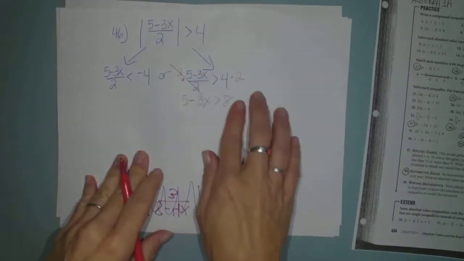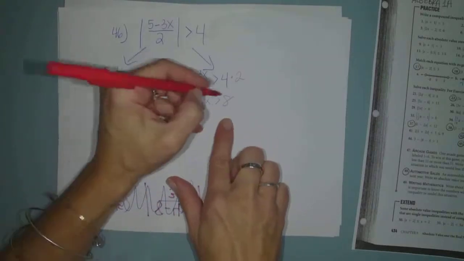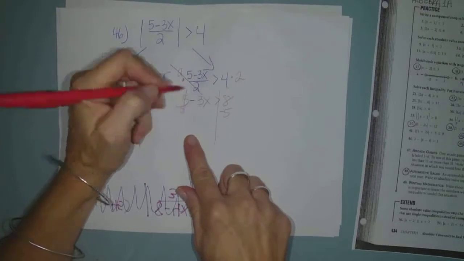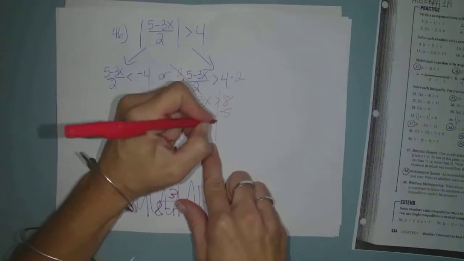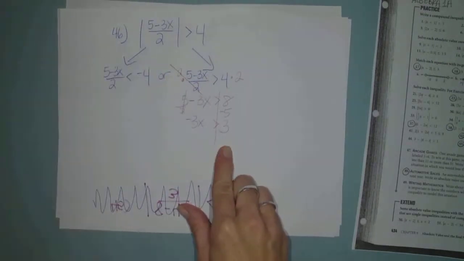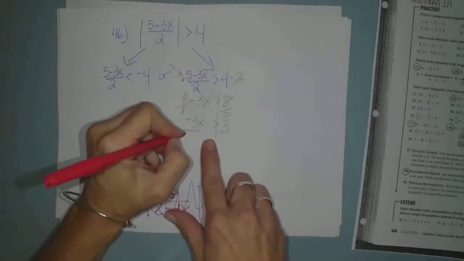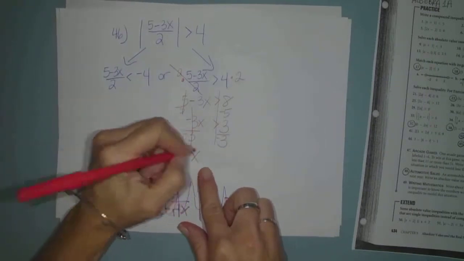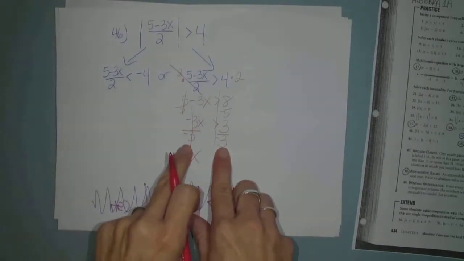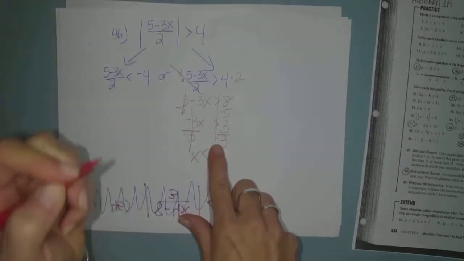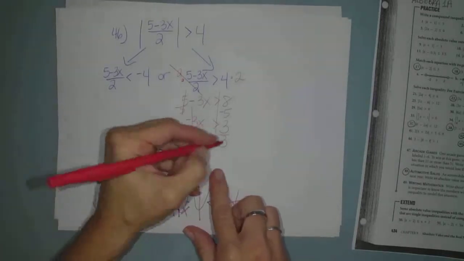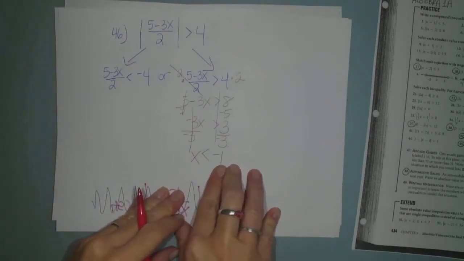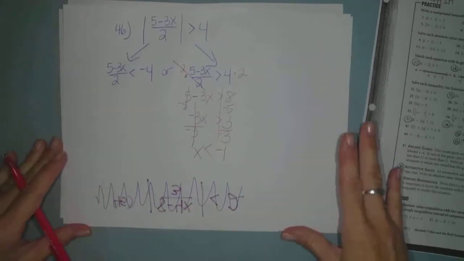That's going to give me 5 minus 3x is greater than 8. And now solving for x, I'm going to subtract my 5. Negative 3x is greater than 3. And now I'm going to divide by a -3. Careful here. Dividing by a negative in an inequality means I flip my symbol, and 3 divided by -3 is -1. So this side's giving me numbers less than -1.